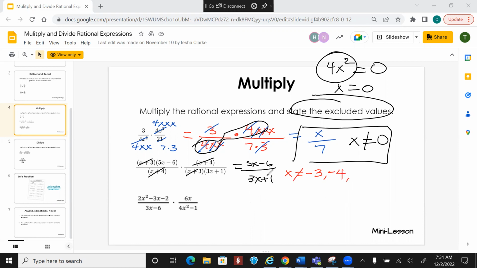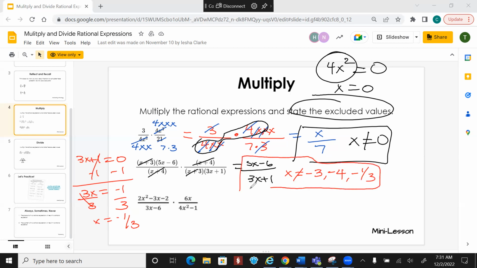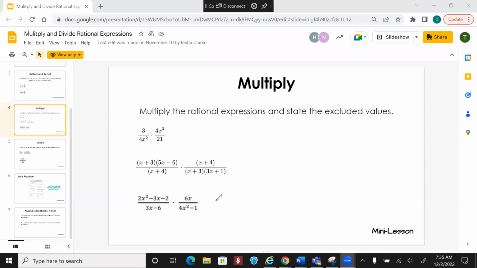And then we have this 3x plus 1 in the denominator. So we're going to take that, set it equal to 0, and then solve. When we solve that, we're going to get x equals negative 1/3. So that's also going to be an excluded value. Third one, I'm just going to write it a little bit higher.